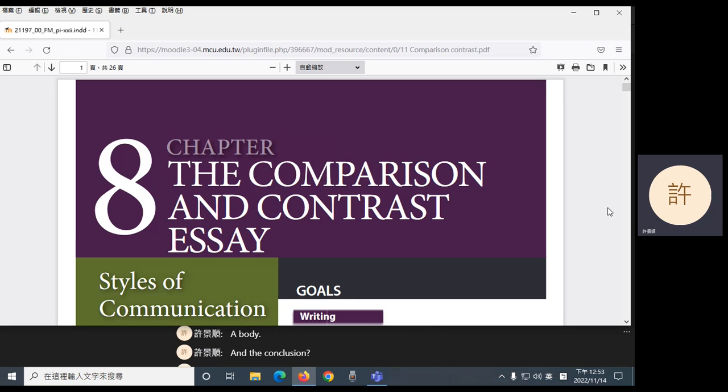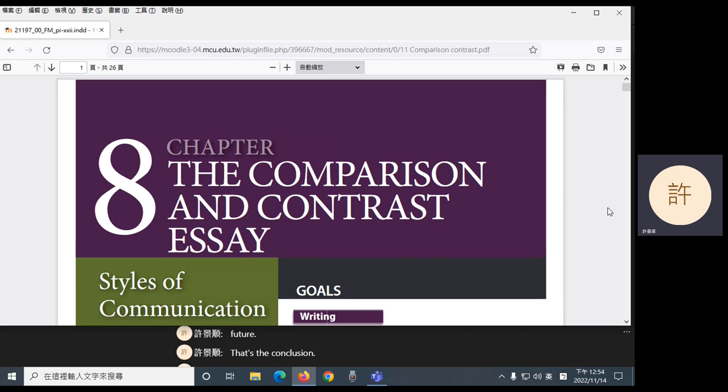We'll talk about the introduction later. The conclusion is the same. After reading this essay, what can the reader do with this information? How has the reader been changed by reading this essay? You want to push your reader into the future. That's the conclusion.